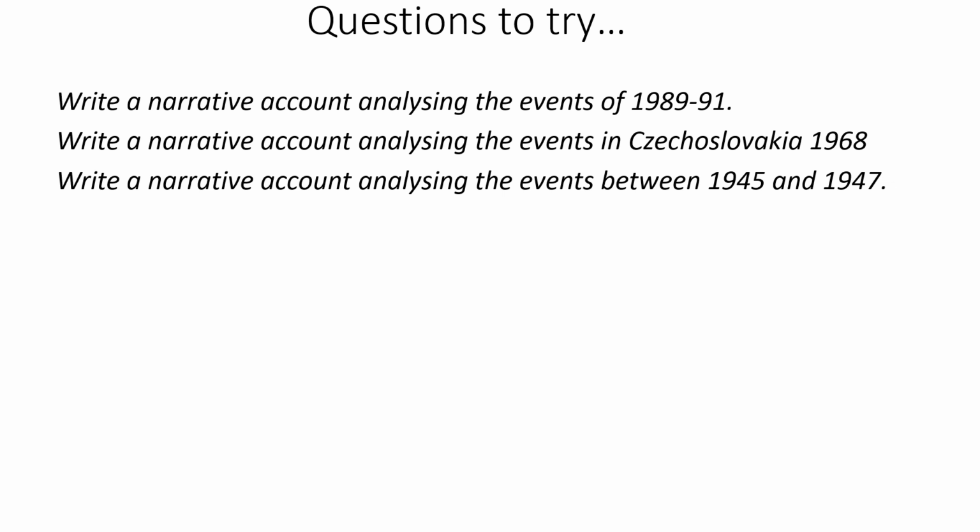So narrative account analysing the events of 1989 to 91, analysing the events in Czechoslovakia from 1968. So you're talking about Dubček, the Prague Spring reforms, and then the Soviet invasion. And then write a narrative account analysing the events between 45 and 47. So really that's looking at Potsdam, then the War of the Words, up to the Truman Doctrine and Marshall Plan.